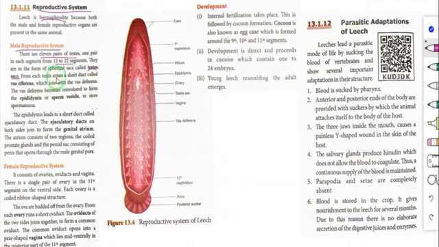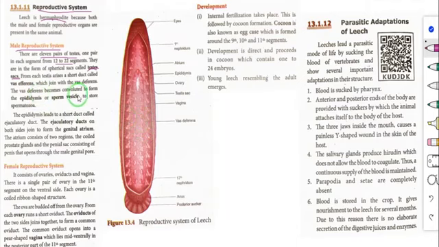From each testis arises a short duct called vas deferens. So from each testis a duct arises. That duct is known as what? Vas deferens. From each testis one duct, one tube-like structure arises, that is known as vas deferens.